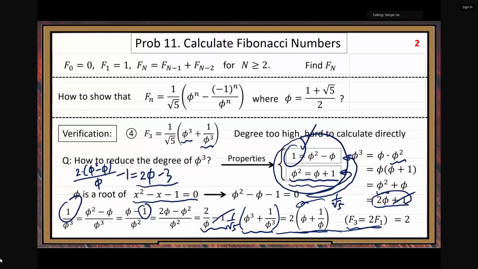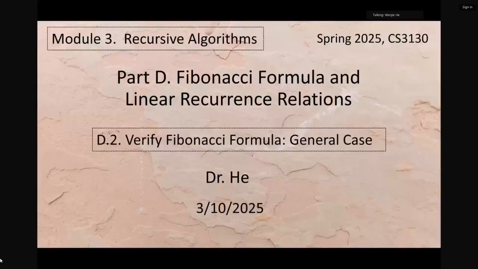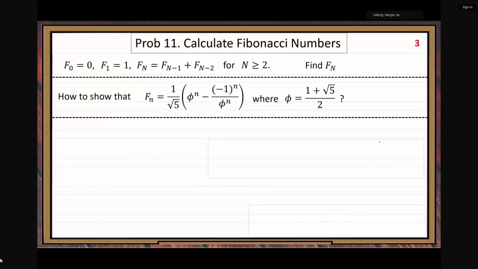So we complete verification of the first 4 cases. That's enough. But next we want to do the verification for the general case, general n. You cannot use concrete numbers. With concrete numbers, you can only do a relatively small number of verifications. For the general case, you have to use some rigorous way to do the verification.